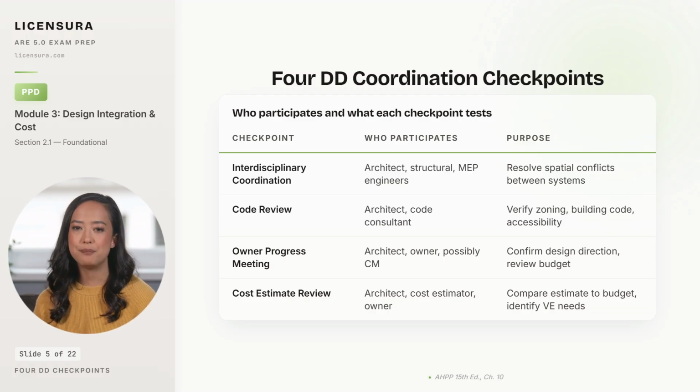Owner progress meetings bring together the architect, the owner, and possibly the construction manager to confirm the design direction is still consistent with the owner project requirements and to review the working budget. And cost estimate review brings together the architect, the cost estimator, and the owner to compare the updated DD estimate to the project budget and to identify any value engineering needs early enough that they can be designed rather than cut.